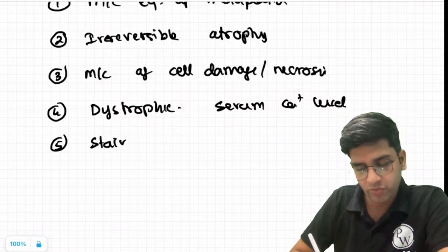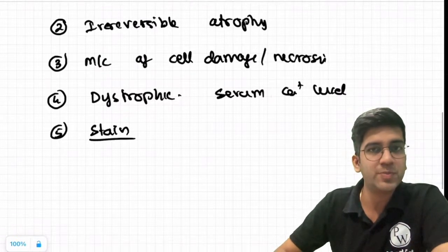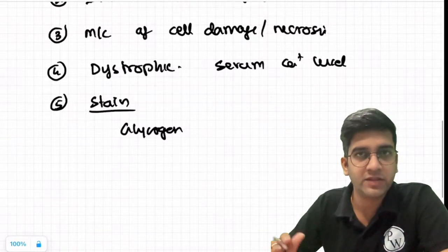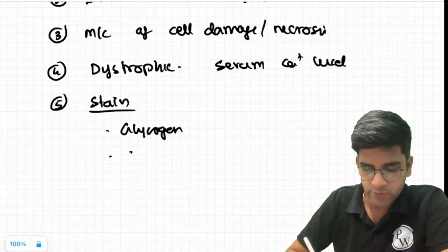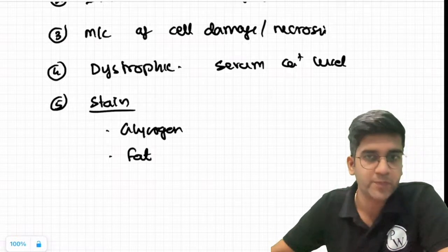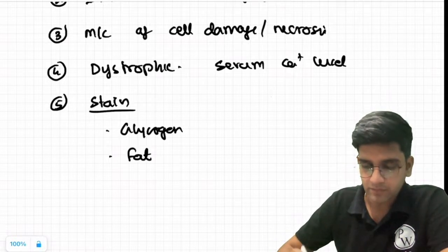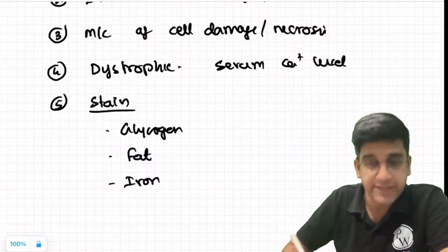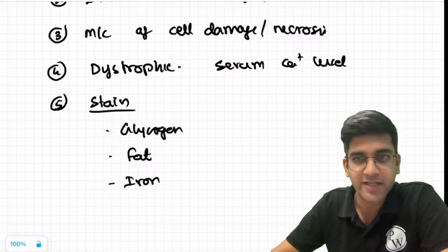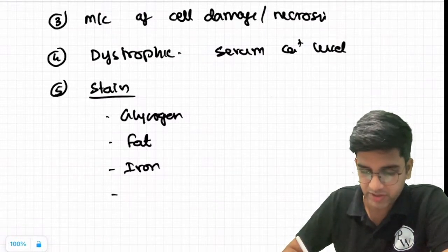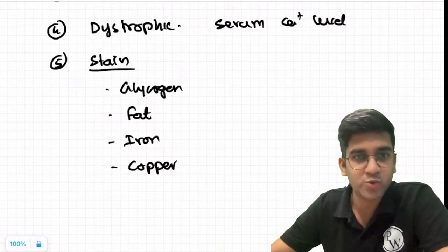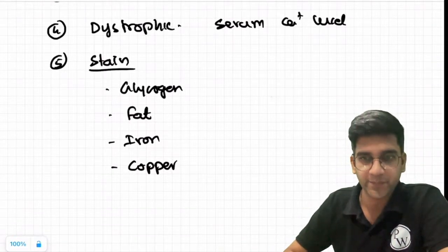I'll write a few substances. I want you to tell me a special stain. What's a special stain for glycogen? That's the first one. Special stain for, let's take, fat or adipose tissue. That's the second one. Special stain for iron. That's the third one. Okay, we have got PAS with diastase. Great. Special stain for copper. That's the fourth one. Okay, oil red O, dark black. We're getting almost every answer we require, right?